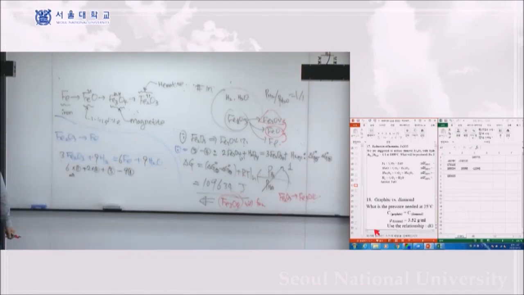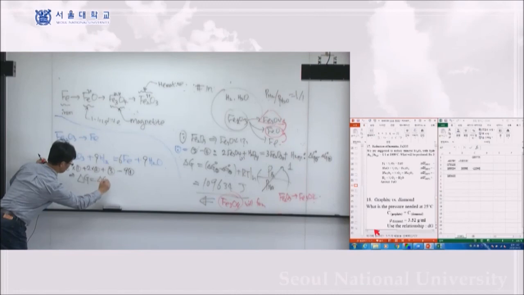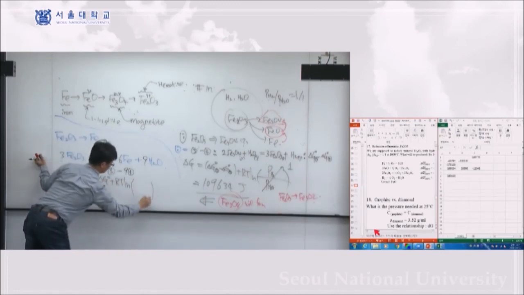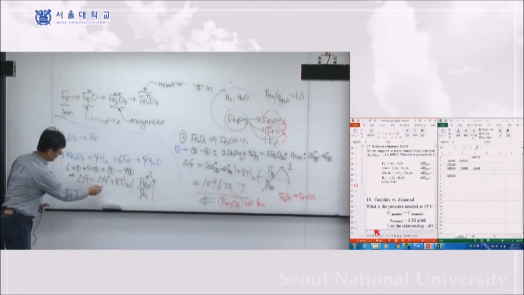So if you do this one, you can get this chemical reaction. And delta G of this reaction, the same thing, delta G naught plus RT ln partial pressure equals 9, yeah. So delta G of reaction here.